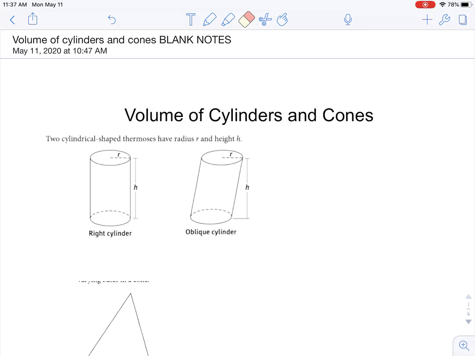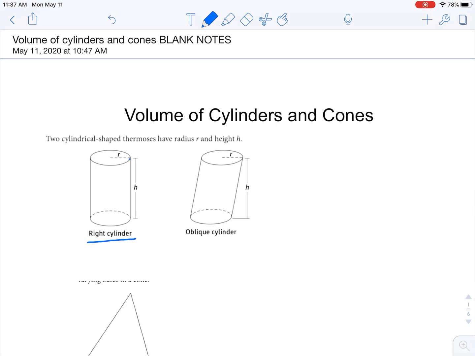Class, welcome to our notes today where we're going to be talking about the volume of cylinders and cones. You'll notice in the picture here that I have described a right cylinder and an oblique cylinder. And the reason I wanted to show both is so that everybody could remember that we don't always have cylinders that are standing perfectly straight up and down.